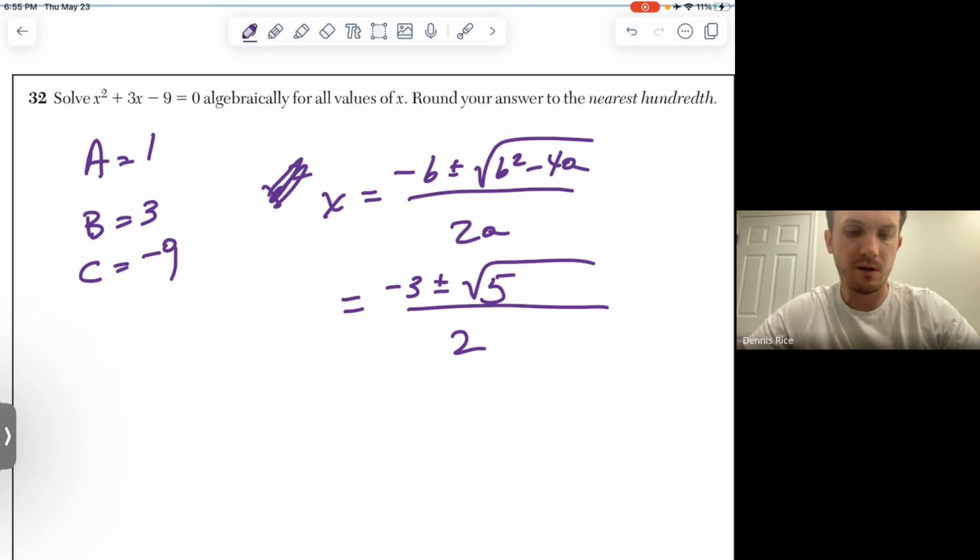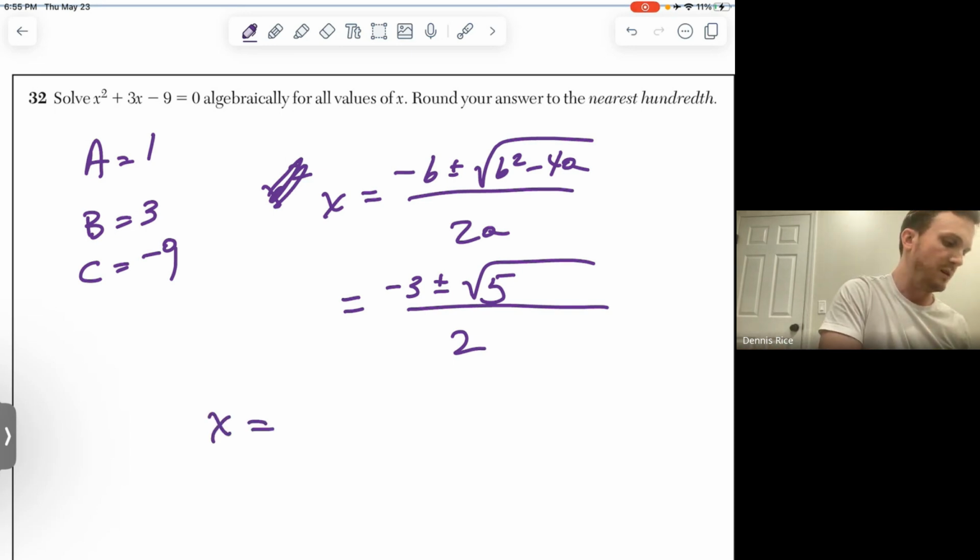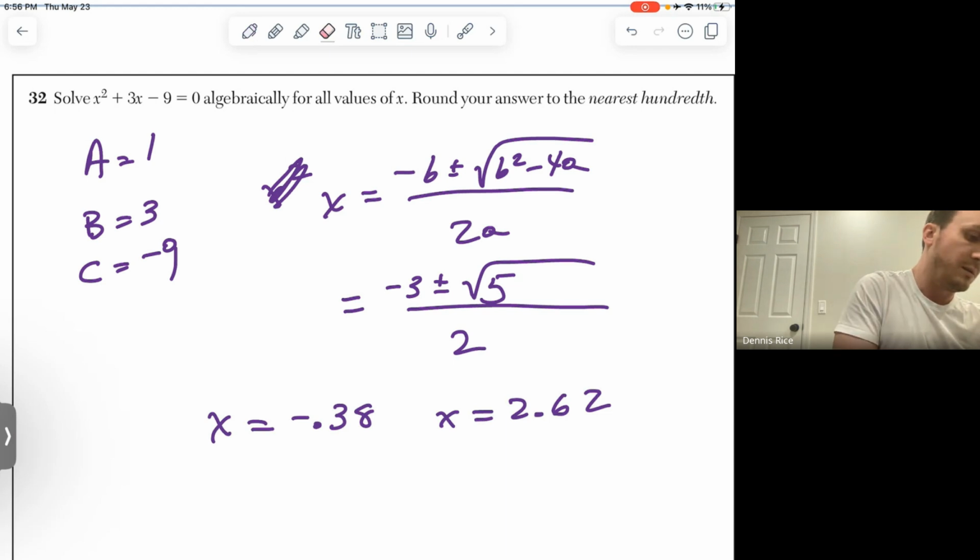Negative 3 plus radical 5 over 2. Negative 3 minus radical 5 over 2. And to the nearest hundredth, your two answers would be negative 0.38 and 2.62, I believe. Unless I'm messing something up. Oh, I am. What did I mess up?